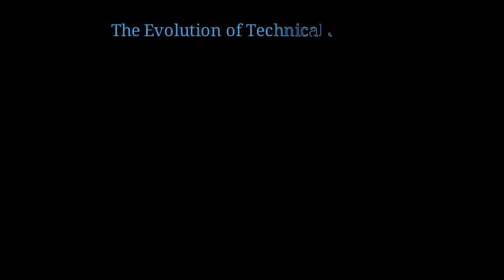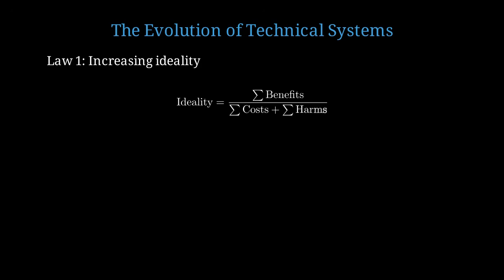One of the most profound insights from TRIZ is that technical systems evolve according to predictable patterns. Altshuller identified 8 laws of technical system evolution. Law 1 is increasing ideality. Technical systems evolve toward increased ideality, which means more useful functions with fewer harmful effects and less cost. We can express ideality as the sum of benefits divided by the sum of costs plus harms. The ideal final result is when this ratio approaches infinity.